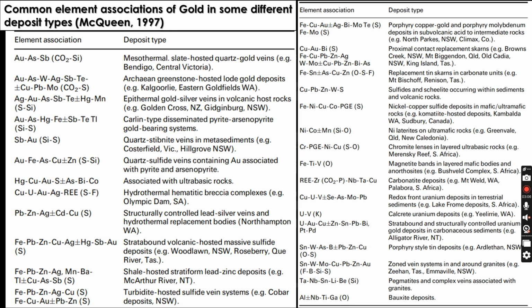For example, for the mesothermal type, gold usually occurs with silver and antimony, whereas in the Carlin type, with disseminated pyrite and arsenopyrite gold-bearing systems, mercury also comes into the picture. This is a very big chart. Anybody can pause this and go through it.